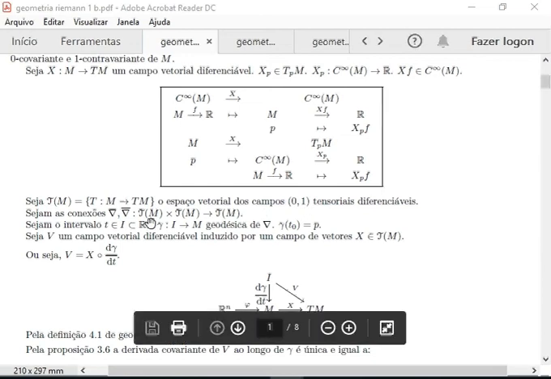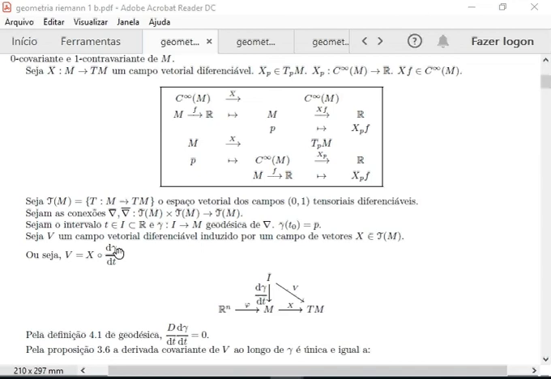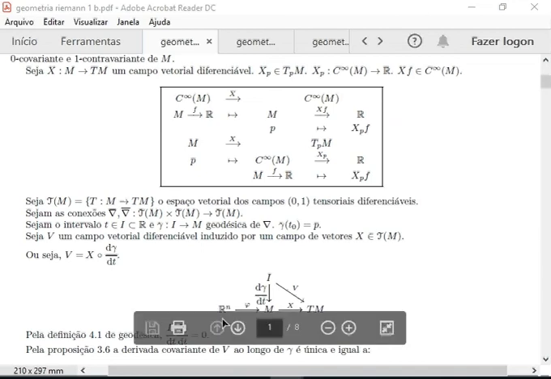Now, connections from 𝔛(M) times 𝔛(M) to 𝔛(M), an interval, a geodesic gamma, and V, a differentiable vectorial field induced by a vector field X in 𝔛(M). V is equal to X composed with the derivative of gamma in time.